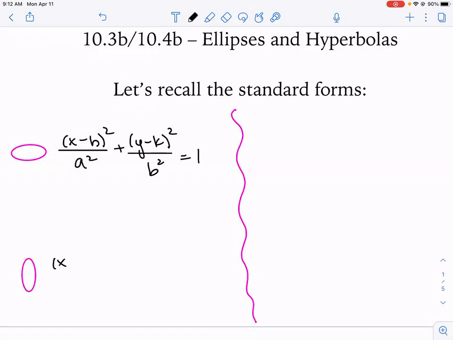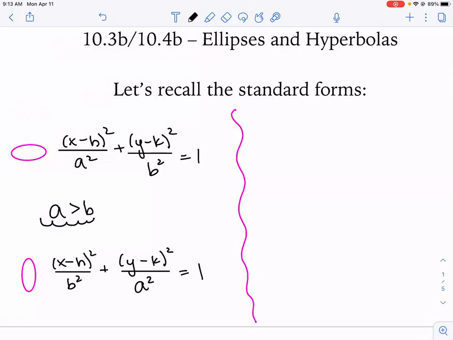So for a vertical ellipse, the smaller denominator is going to be with the x, and the larger denominator is going to be with the y. For ellipses, how do we find C for our foci? C squared is a squared minus b squared. Just don't forget the square, okay? That's going to be important today.